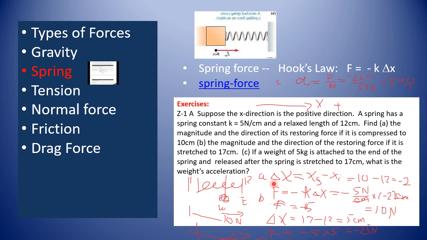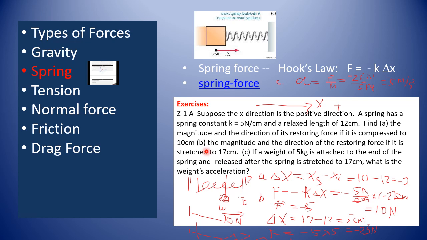So in A, delta x, the change, is always equal to the final position minus the initial position. The initial position is 12, the final position is 10, it's compressed. Therefore, the displacement or the extension is -2. Now, you simply use the formula of Hooke's law. The force is -k, 5 newtons per centimeter, times -2 centimeters, and then you will get 10 newtons. In other words, if you compress it, the restoring force is 10 newtons in the x direction. Therefore, it's positive.